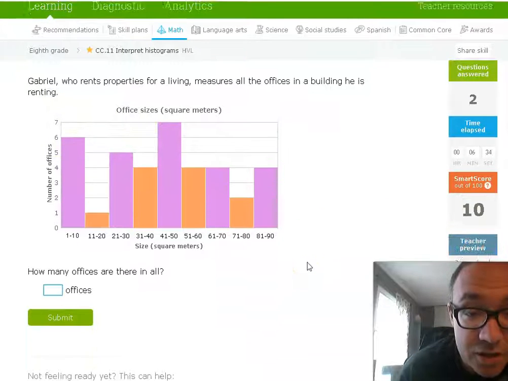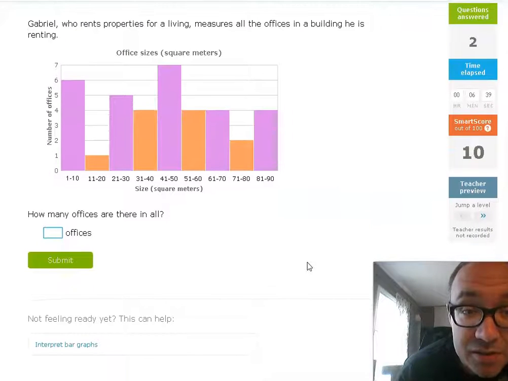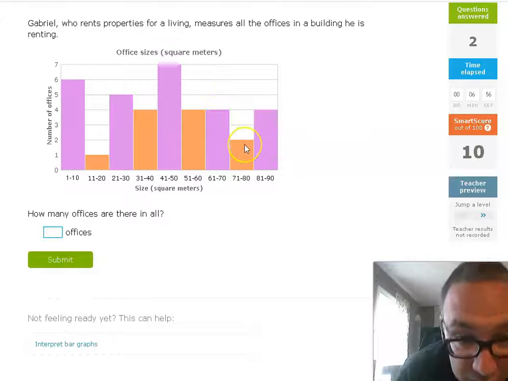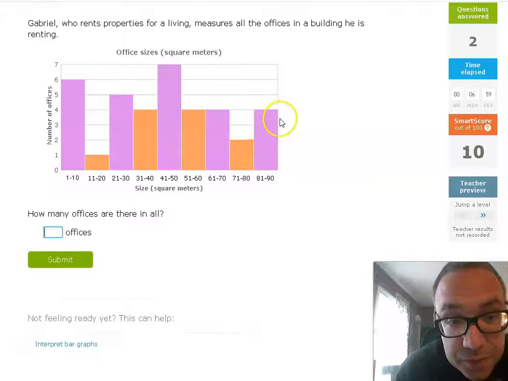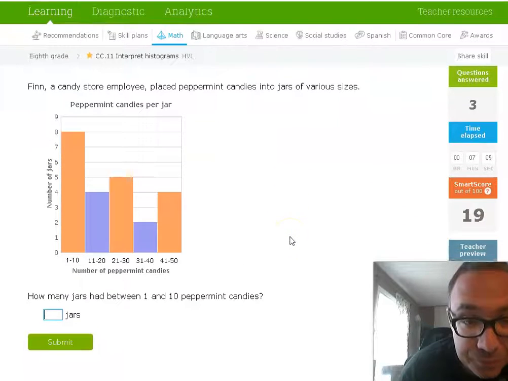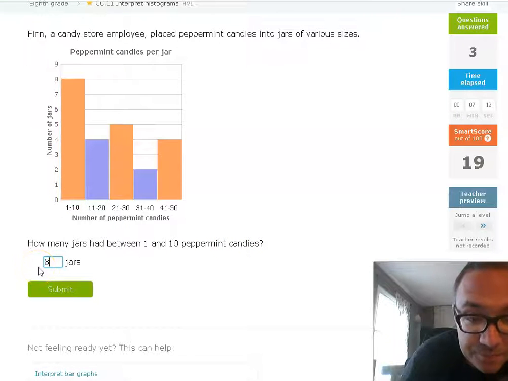Let's look at another type of question. Gabriel, who rents properties for a living, measures all the offices in a building he is renting. How many offices are there in all? So you can add up the top of the bar, right? Number of offices. So 6 plus 1 is 7, plus 5 is 12, plus 4 is 16, 23, 27, 31, 33, 37. Okay. How many jars had between 1 and 10? Peppermint candies. Okay, 8 of them.